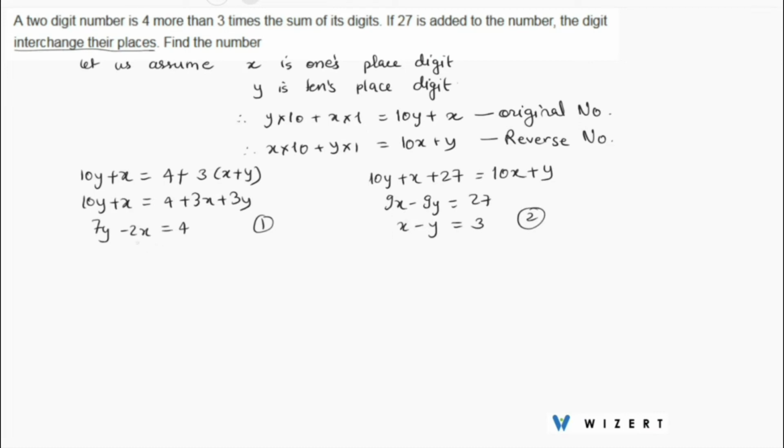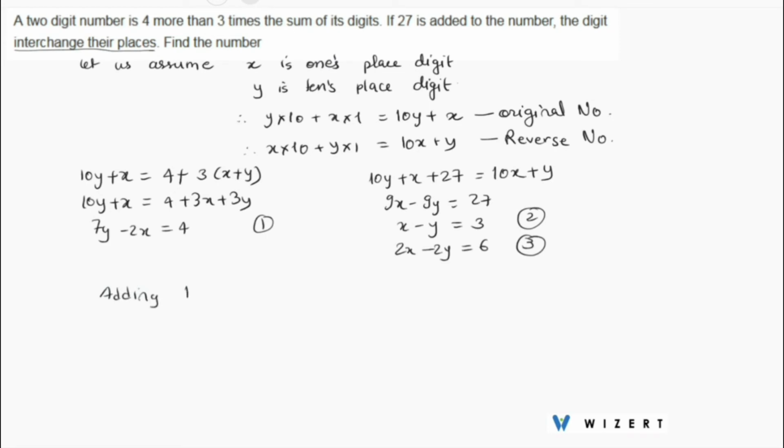Now let's solve 1 and 2 together. To do so, we first need to eliminate x. So to eliminate x, let's multiply equation 2 by 2. So we get 2x minus 2y equal to 6. Let's name it equation 3. Now what we can do is add equation 1 and 3.